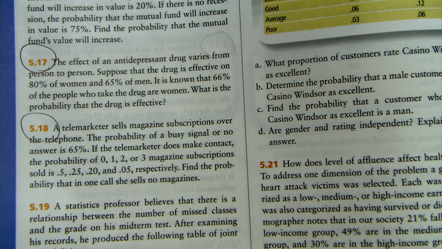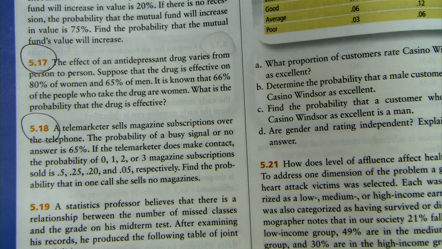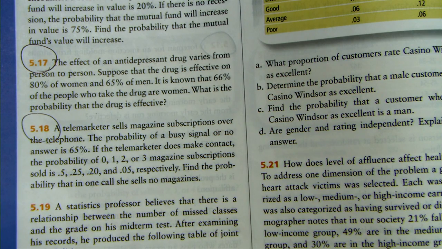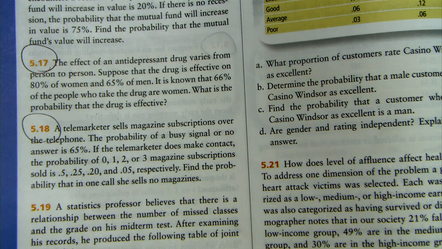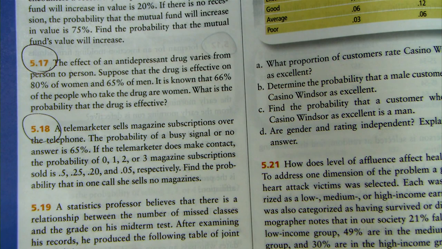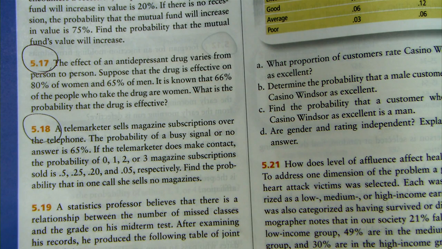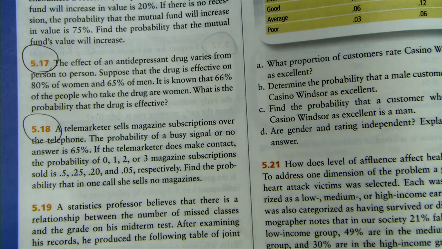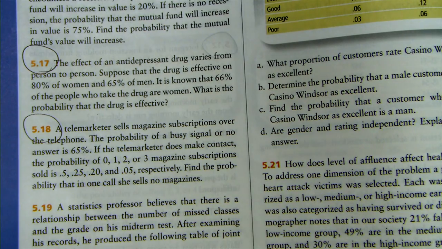The probability of a busy signal or no answer is 65%. If the telemarketer does make contact, the probability of 0, 1, 2, or 3 magazine subscriptions sold is 5, 25, 20, and 5% respectively. Find the probability that in one call she sells no magazines.